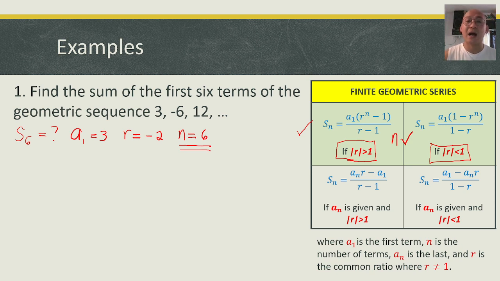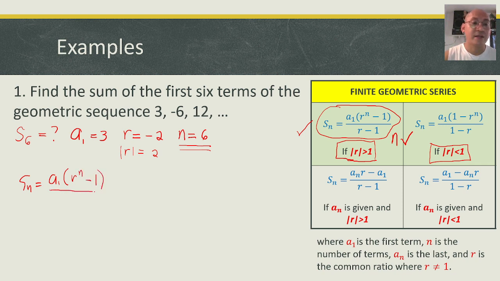But what formula are we going to use? So we will now check the absolute value of our common ratio. The absolute value of our common ratio here is 2. So since 2 is greater than 1, we will now use this formula for the given problem. So let us now rewrite. The sum of n terms is equal to a sub 1 multiplied by the common ratio raised to the number of terms minus 1, divided by the common ratio minus 1.